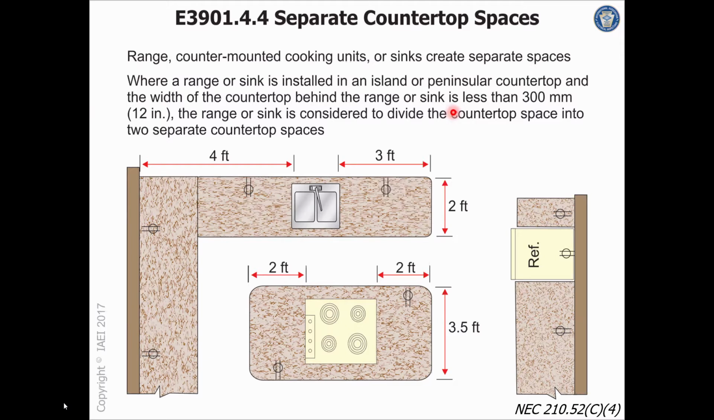Now, same thing with an island. If I have something out in the middle of that island, like a range top or something that breaks up this counter space, in other words, I have less than 12 inches right here, then the code would see that as two separate counter spaces. And if I come up with 24 and 12 or greater here, 24 and 12 or greater here, I would be required to have two receptacle outlets.